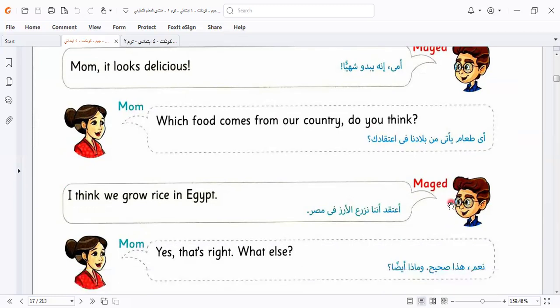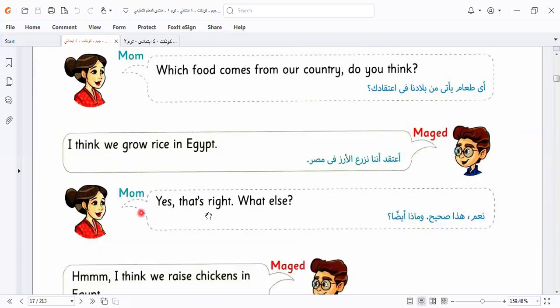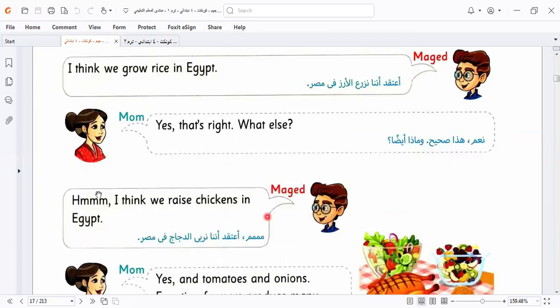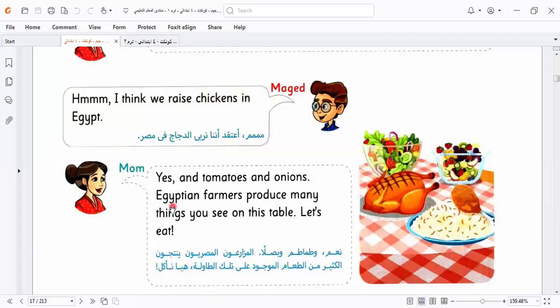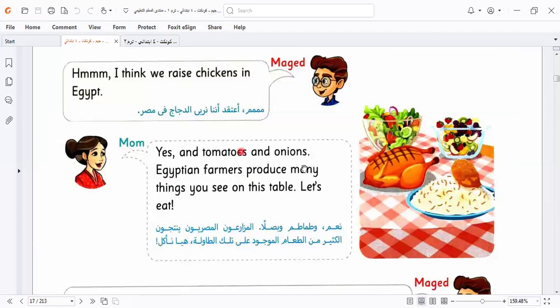Our country is what? It is Egypt. I think we grow rice in Egypt. Mom: Yes, that's right. What else? I think we raise chickens in Egypt. Mom: Yes, and tomatoes and onions.